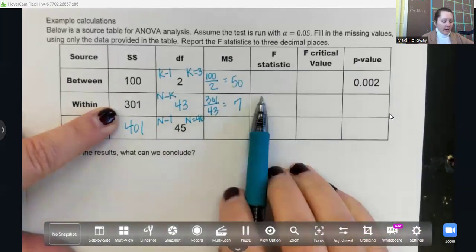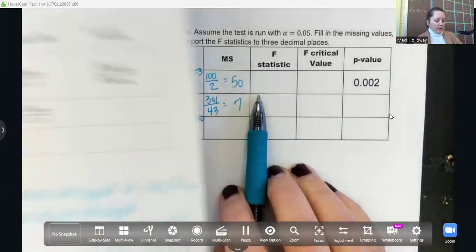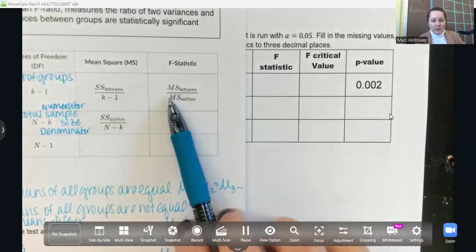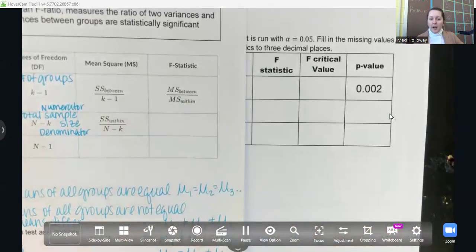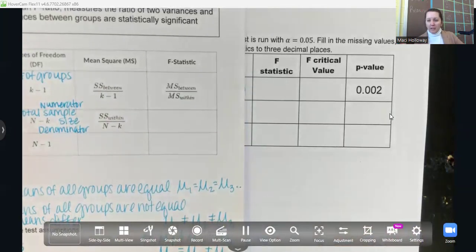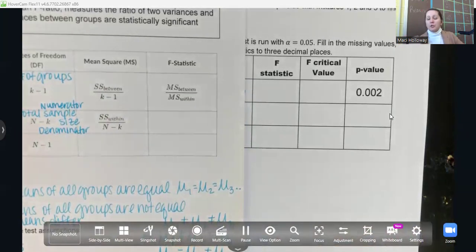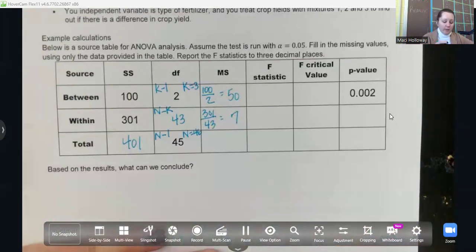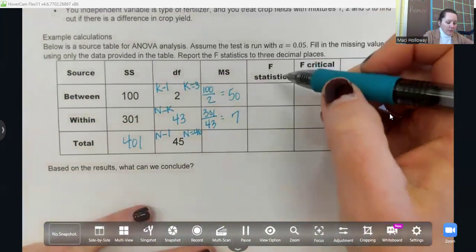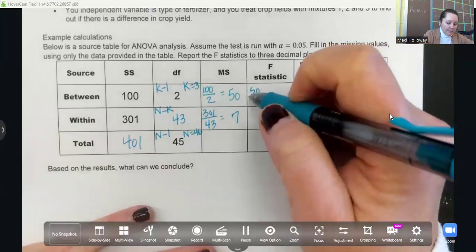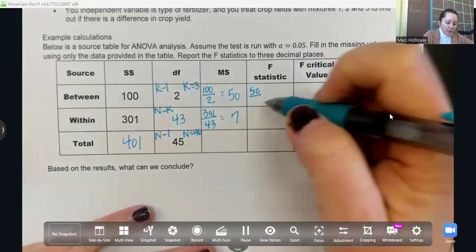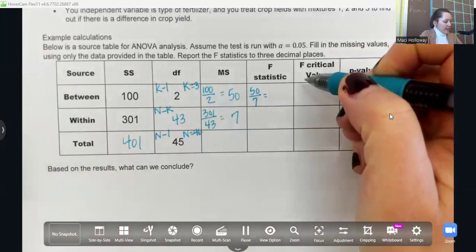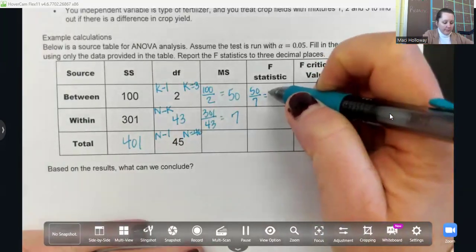So looking at our F statistic, we're moving forward. Our F statistic is our mean square between divided by our mean square within. Why? Because we're comparing the variances of between to within, right? And that takes a ratio. So when we compare, we're using that ratio. So mean square between was 50, and mean square within is 7. And so our solution here is 7.143.